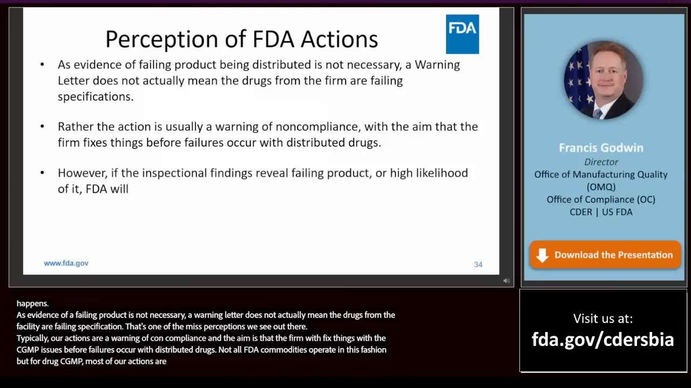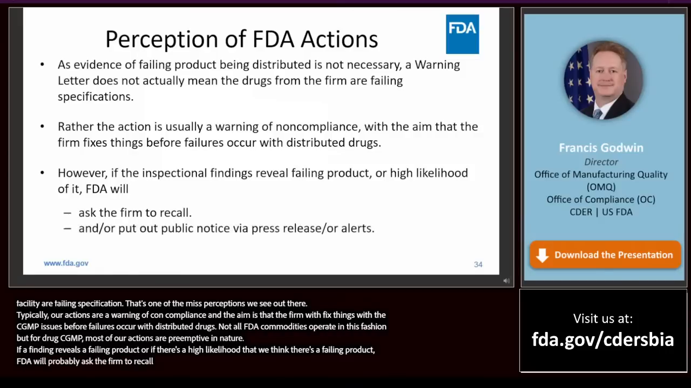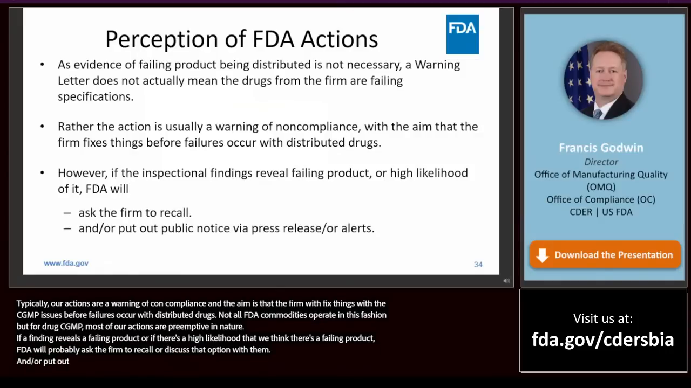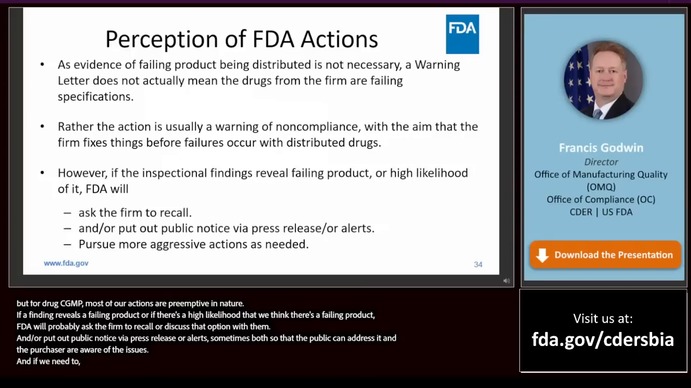Now, that being said, if an inspectional finding does reveal a failing product, or if there's a high likelihood that we think that there is failing product, FDA will do things a little bit differently. First, we will probably ask the firm to recall or discuss that option with them, and or put out public notice via press release or alert, sometimes both, so that the firm can address it and that the public or purchasers are aware of the issues. So we do this when we have evidence or we think that there may be failing product. And if we need to, we can pursue more aggressive actions. And I talked about some of the things before we went over with our colleagues at DOJ, whether it's seizure, administrative detention, consent decrees, et cetera.